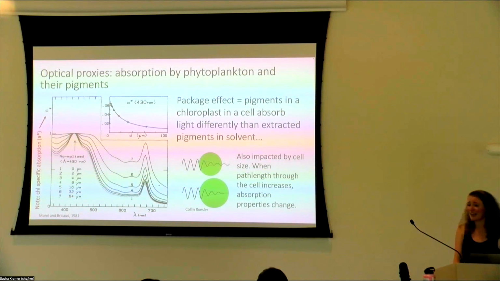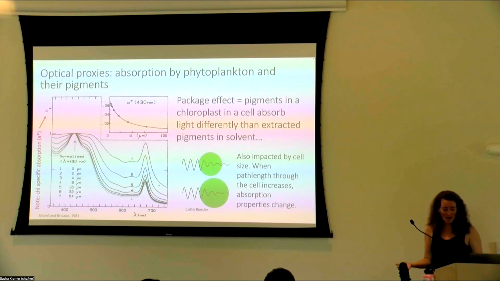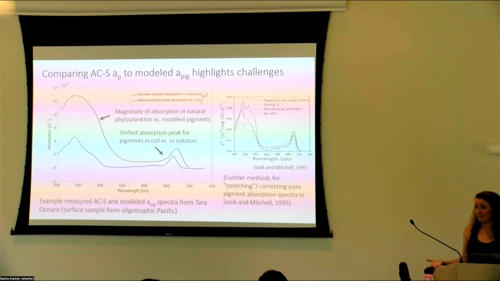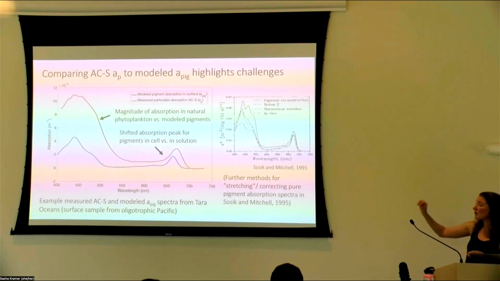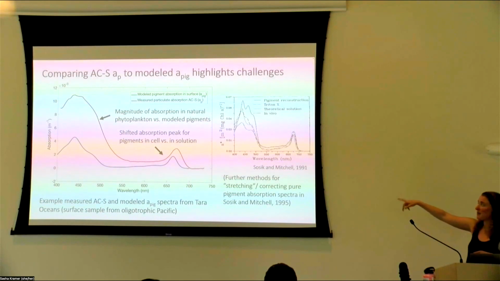So I just put together, talking about going from absorption to pigments, pigments to absorption, a really quick comparison from actual data that we have in the environment. So comparing one of those ACS AP spectra, this is just one from Tara Oceans, a surface sample in the oligotrophic Pacific. And then I also took the pigment concentrations that were measured at the same station at the same time and multiplied those pigment concentrations by these exact specific pigment absorption spectra, summed them all together to show you what that looks like when you're comparing it.